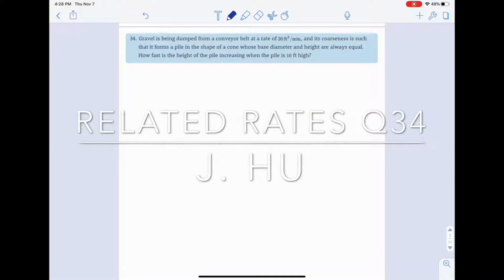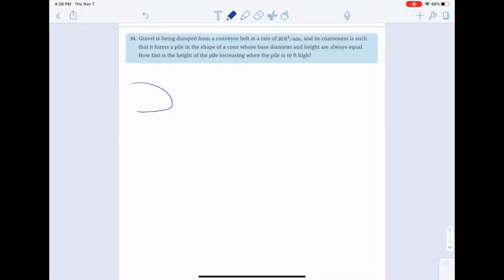Gravel is being dumped from a conveyor belt at a rate of 30 feet cubed per minute. So here's the conveyor belt, and the gravel is being dumped into the shape of a cone whose base diameter and height are always equal. How fast is the height of the pile increasing when the pile is 10 feet high?